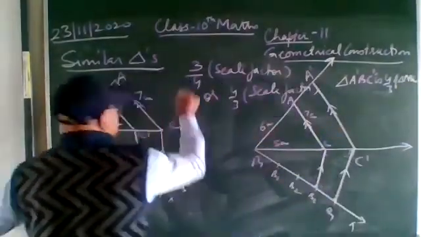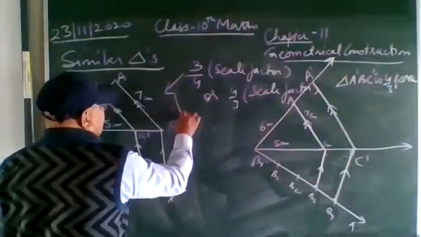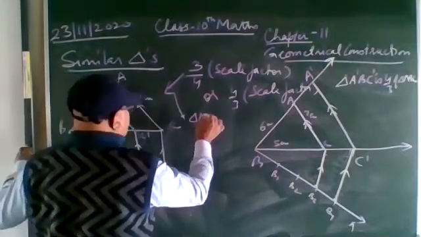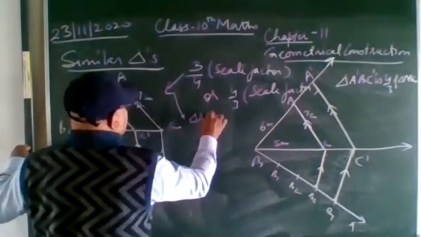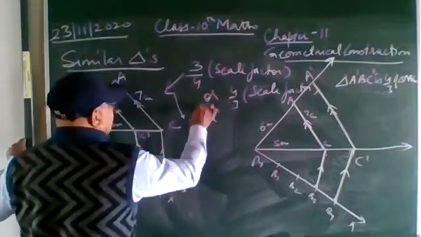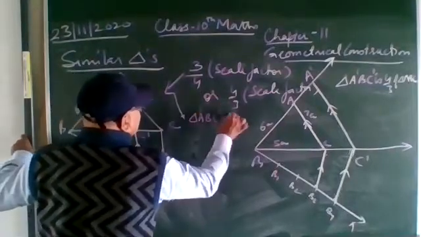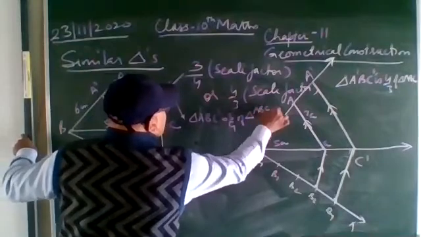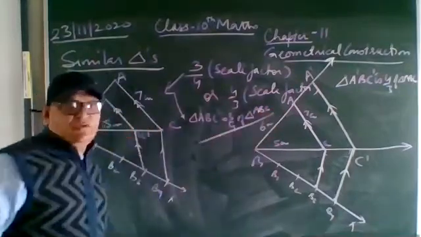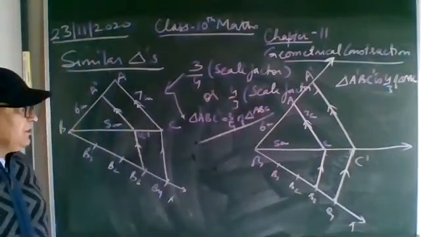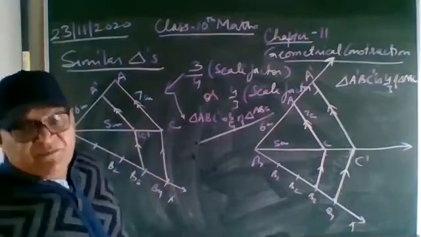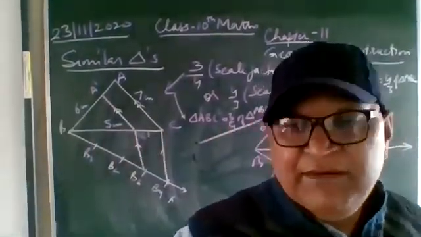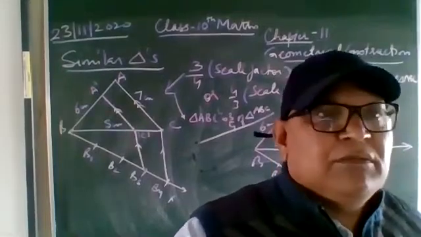Here this is the scale factor. So what you will write? Triangle A dash B C dash is 3/4 of triangle ABC. So this is what you have to do. So 3/4 and 4/3, that is not in the syllabus this time, but I have explained. Okay now, thank you.